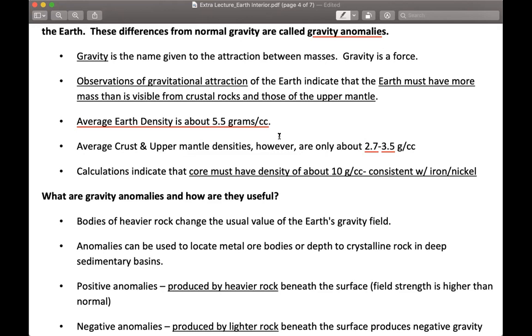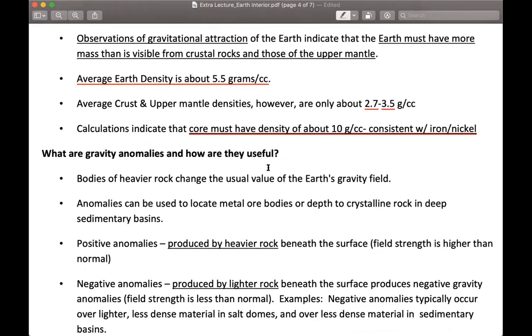The core, actually. It's made of iron and nickel, so it should be much denser than the mantle. The core density is about 10 grams per cubic centimeter, right? Which is consistent with the densities of iron and nickel, the metal densities. So once you take everything into average, it comes to about 5.5, right? So that's how these densities are variable within the Earth's interior.